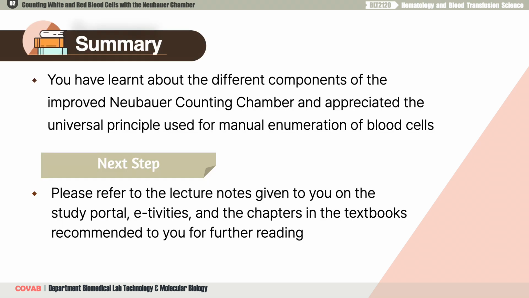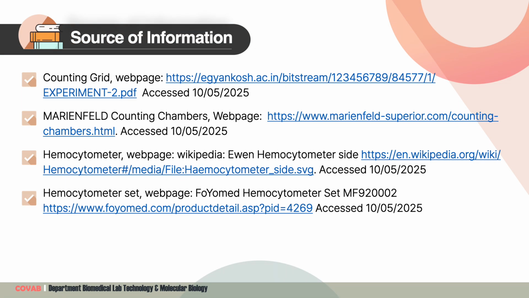So in summary, you have just learned the different components of an improved Neubaur counting chamber and appreciated the universal principle used for the manual enumeration of blood cells. The next steps would be to refer to the lecture notes given to you on the study portal, the activities therein, and the chapters in the textbooks recommended to you for further reading. This is the source of information.